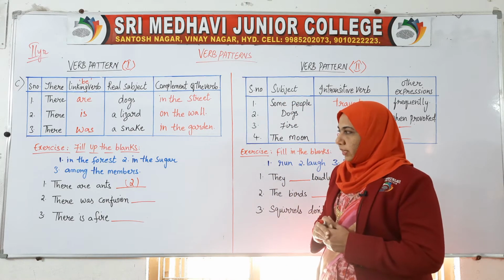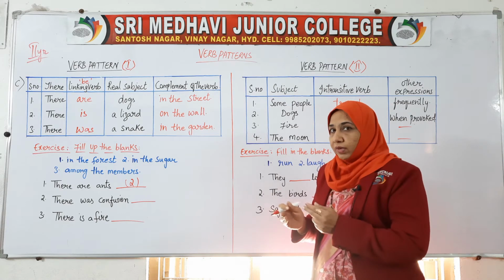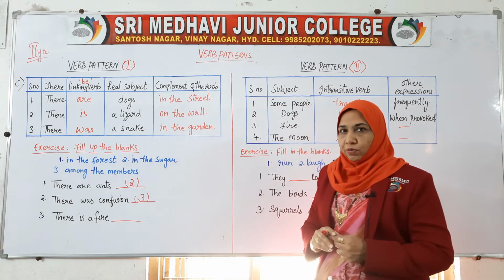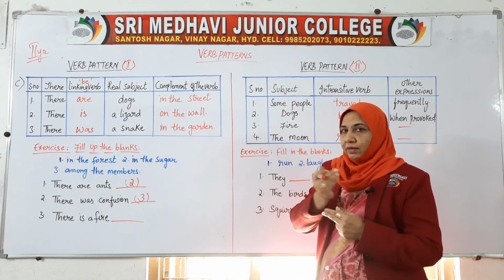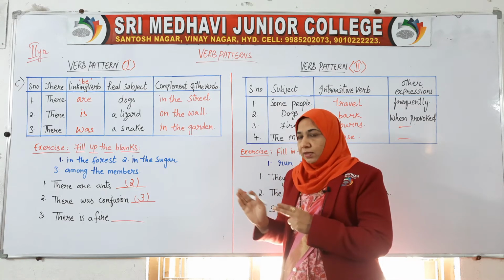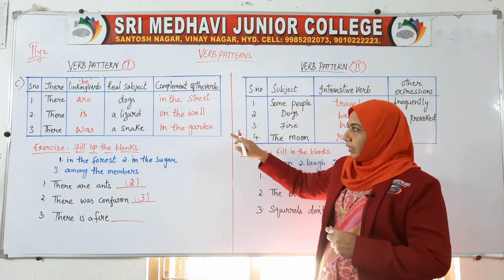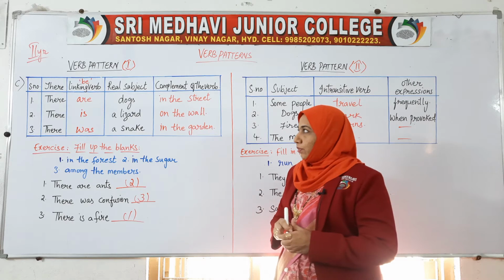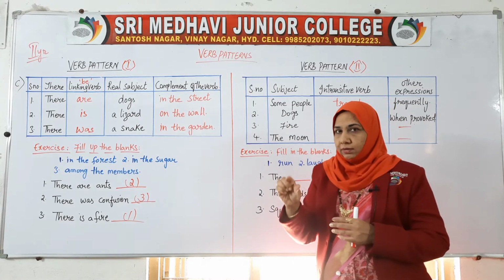Next is: there was confusion. Now what do we get? The third one, among the members. There was confusion among the members. Here the subject is pushed to the last; "members" is the subject over here. Now: there is a fire. There is a fire in the forest. In the examination, they will give you this type of sentence as a verb pattern.